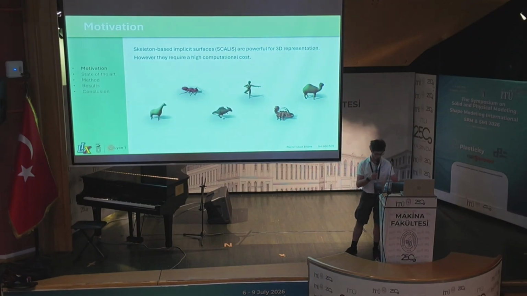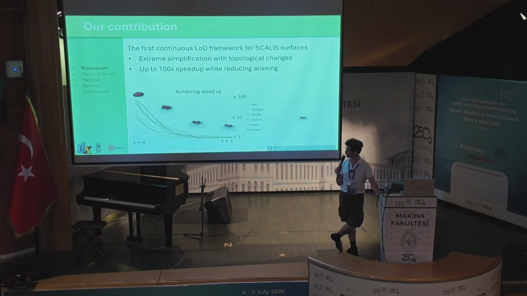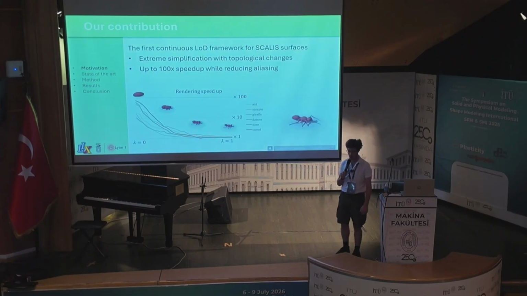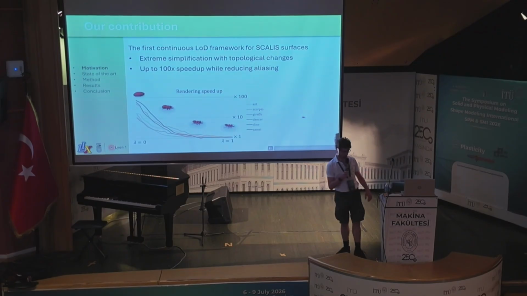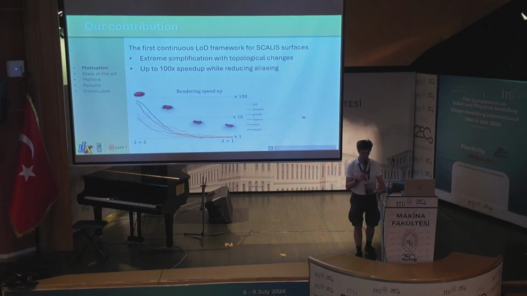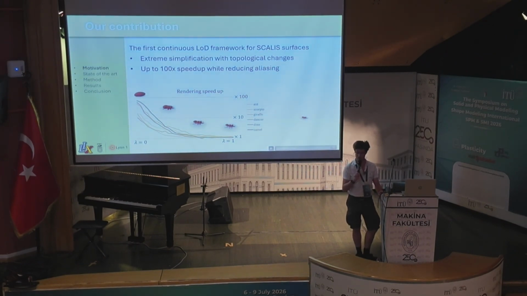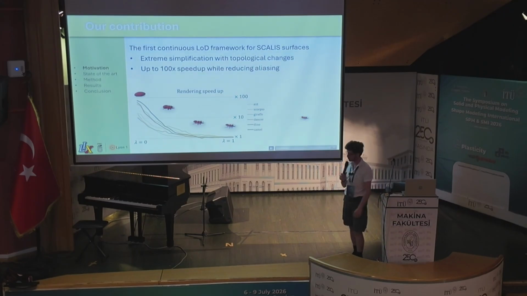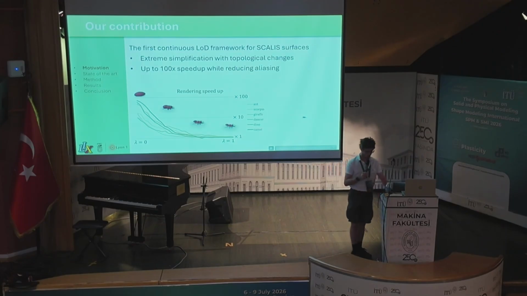So our approach achieves between 1 or 2 orders of magnitude speedup in the rendering time for various types of models, as well as reducing the aliasing of the smoothed out surfaces. And we are currently the only level of detail approach enabling topological changes in the surface to really go to the extreme simplification such that everything becomes an ellipse at some point. When everything is only 1 pixel wide, you don't really care about details anymore.